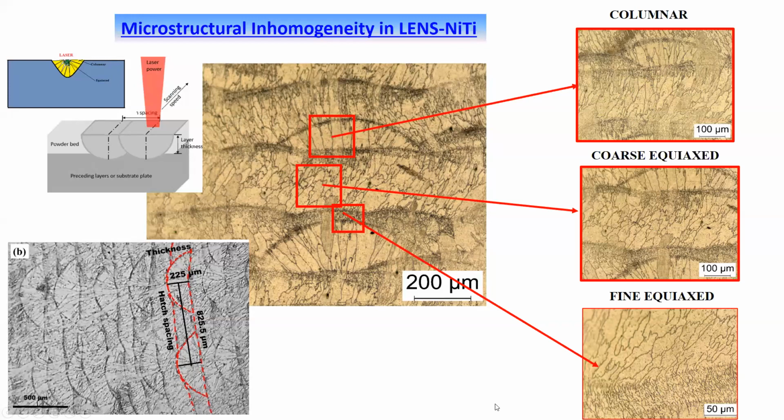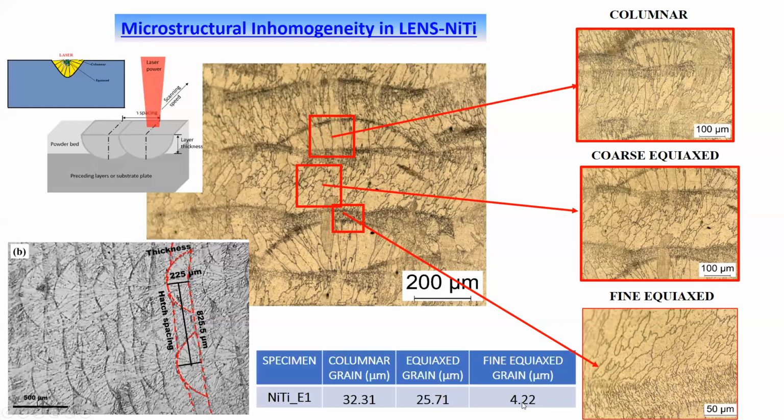And the sizes also vary to a large extent, whereas the fine equiaxed has around 4 micrometer size. The coarse equiaxed has around 25 micrometers. So there is a huge difference in the sizes.